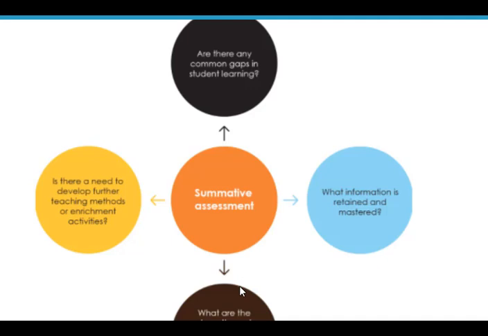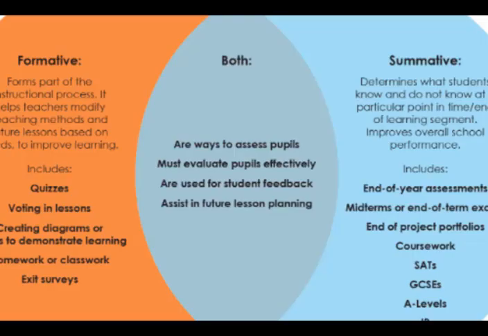The idea is, okay, what have the students done, what have the students achieved, and what can we take from that to see which parts of the curriculum have to be strengthened and which parts of the curriculum can be left as they are. Here's an example of a Venn diagram between formative and summative assessments.